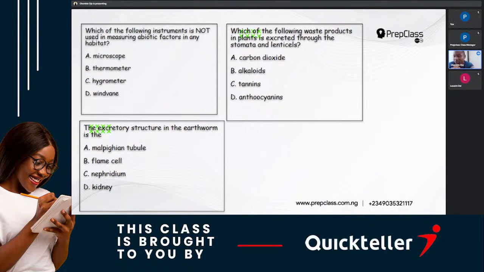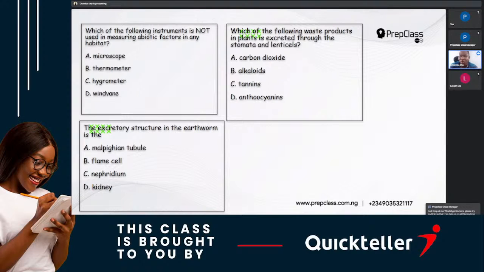We have the temperature. What is used for measuring temperature is the thermometer. We have the hygrometer, which is used for measuring relative humidity. We have the wind vane, which is used for measuring wind direction, while the anemometer is used for measuring wind speed. And we have the rain gauge, used for measuring rainfall.